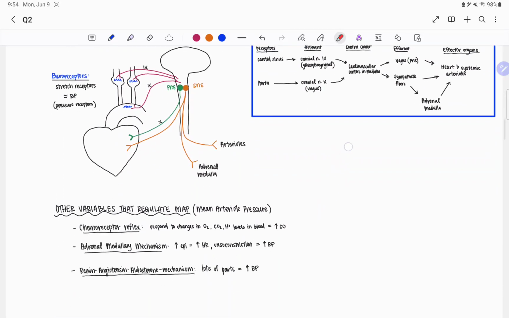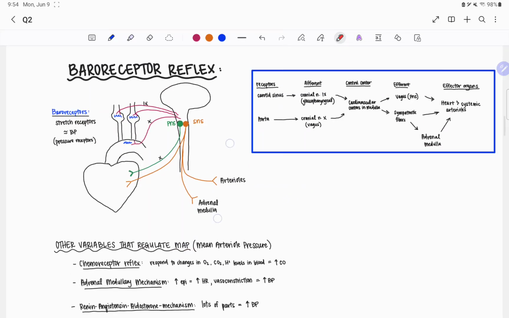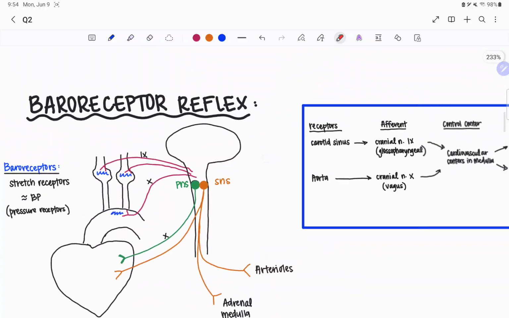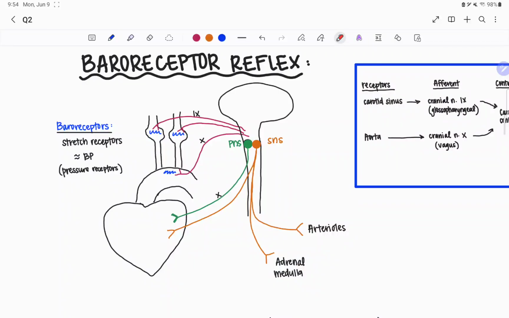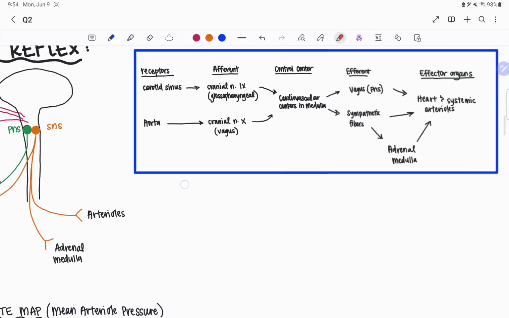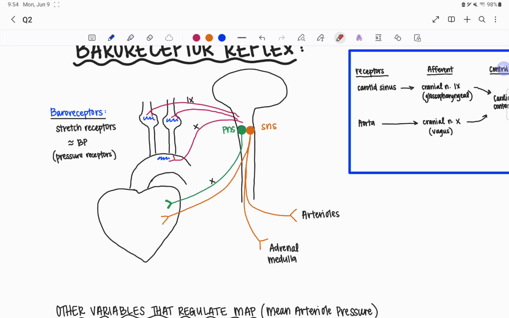We're going to move on now to variables that regulate MAP. Specifically, we're going to be talking about baroreceptors. So I'm going to start here. I have it written out here, but I like drawings. Drawings seem to make more sense to me. So I'm going to start with this, and then I'll kind of reference that as well, if that makes more sense. So we're going to start by talking about baroreceptors. So a baroreceptor is basically a stretch receptor or a pressure receptor.